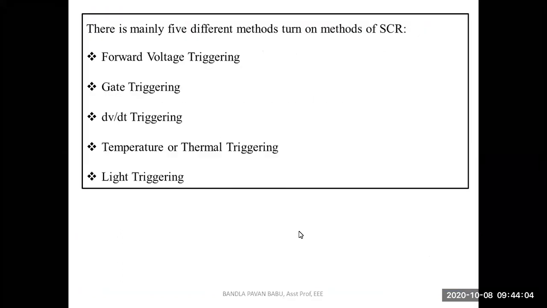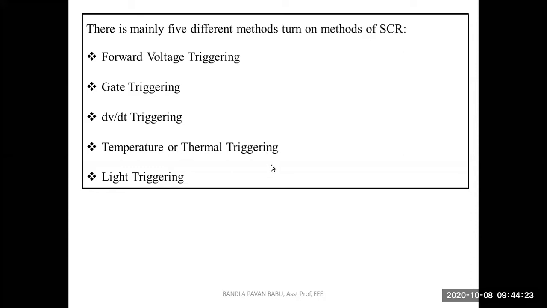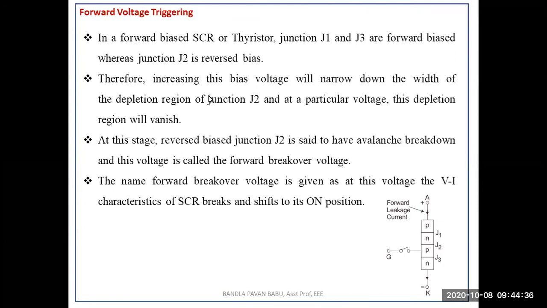For this action, there are five different methods. Mainly, they are forward voltage triggering, gate triggering, dv/dt triggering, temperature or thermal triggering, and light triggering. Gate triggering was also explained briefly in the earlier session, so you can refer to that. Let's see the methods one by one, starting with forward voltage triggering.